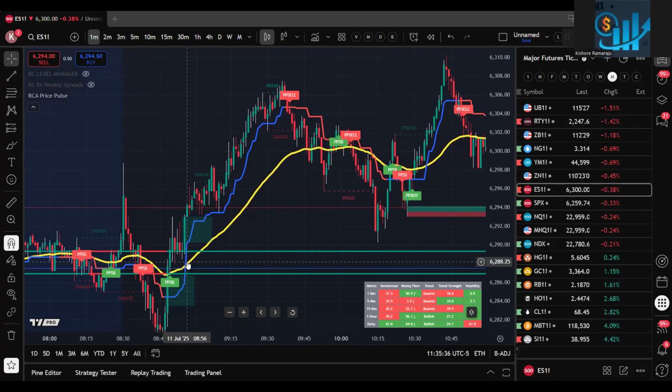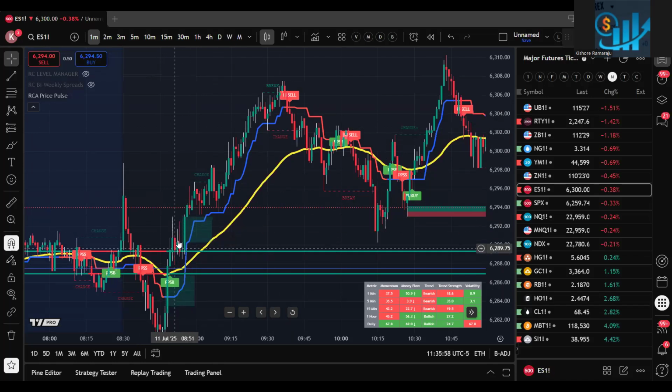Again, it will try to come to this price pulse line. Again, it went up. Again, it will come to the price pulse line. Again, it went up. Like that, you will see two, three green candles, two red candles, two, three green, two red. As long as this line is blue, you can keep taking the long trades.